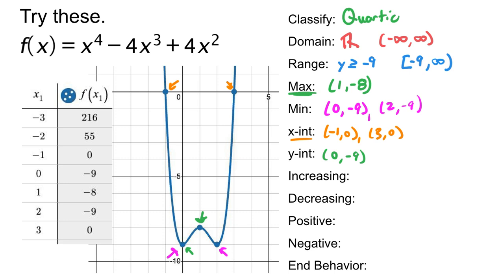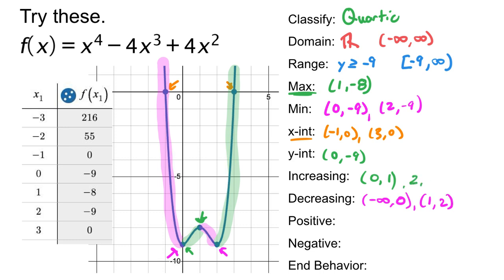Okay. Increasing and decreasing. So if you look at this function, it decreases, then it increases, then it decreases again, then it increases again. Okay, so where are we decreasing? My graph starts from decreasing, so I'm decreasing from -infinity to, again, the x value of 0. Then I'm increasing starting at 0 till I get to the x value of 1. Then I'm decreasing again from 1 to 2. And then I'm increasing from 2 to infinity.